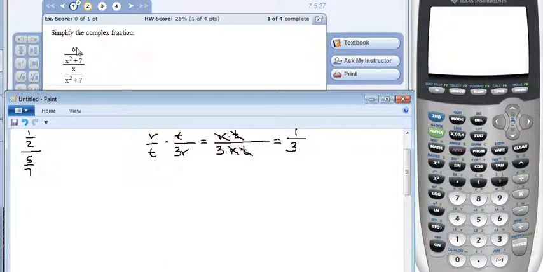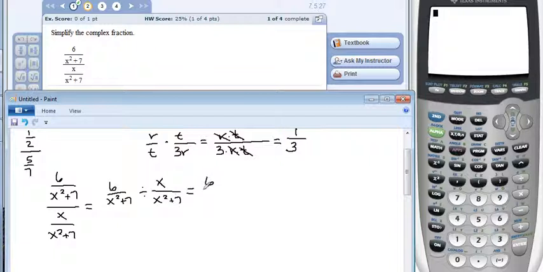These are going to go really fast. I like that. Divided by x over x squared plus 7 is equivalent to, see, then they don't look so bad, do they? Which is equivalent to leaving the first one alone and multiplying by the reciprocal of this one.